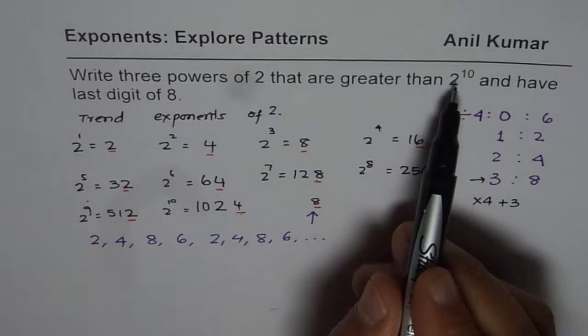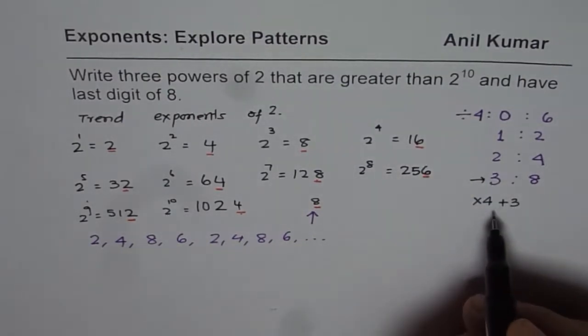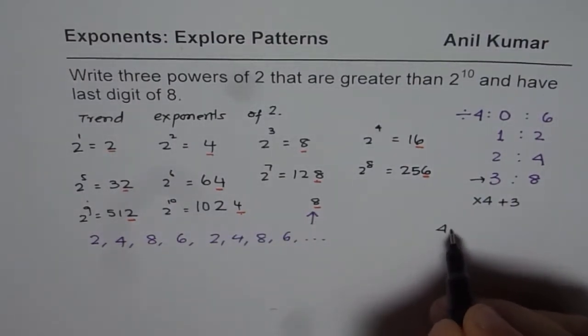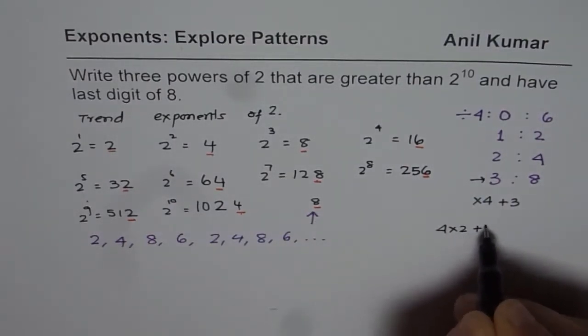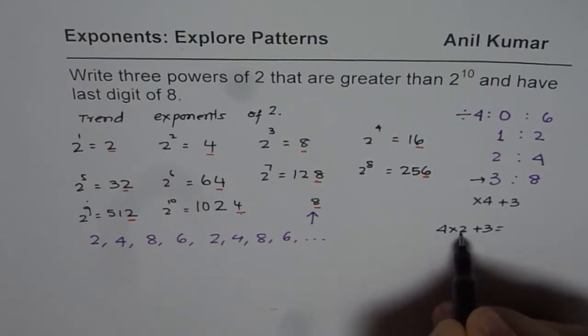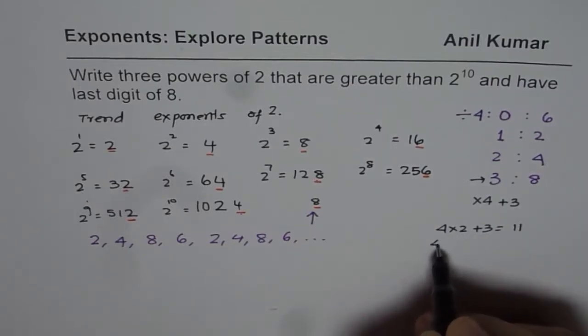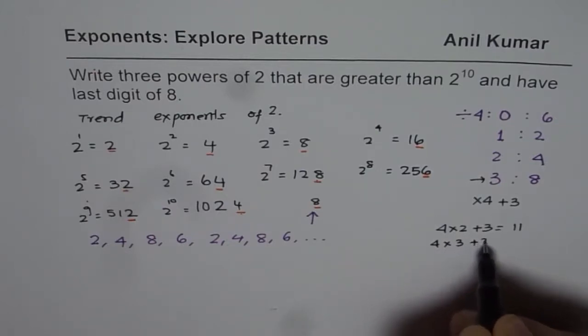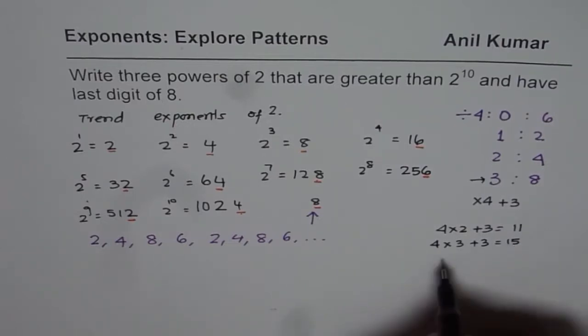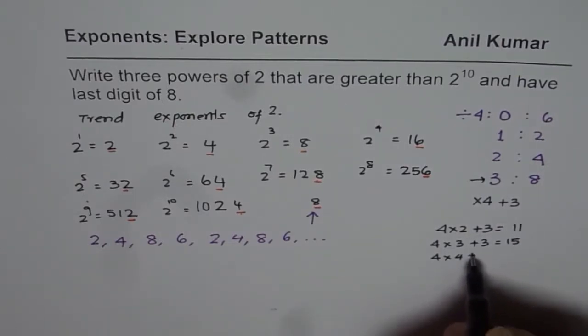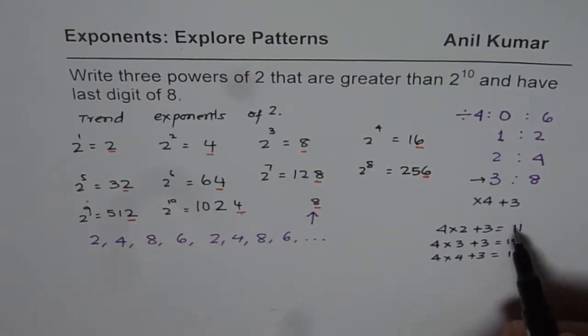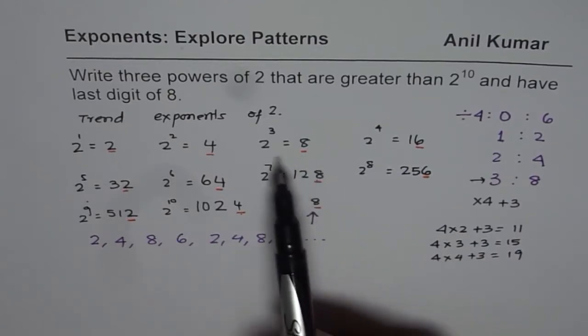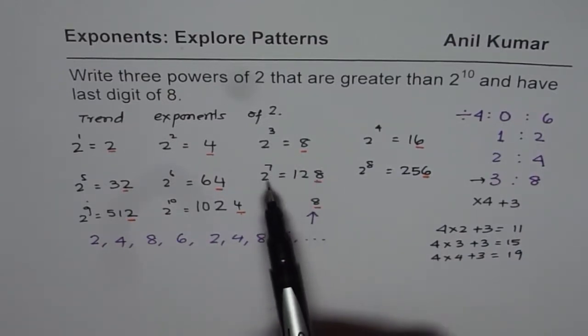Since we want numbers more than 10, the number should be 4 times 2, which is 8, right? So the numbers could be 4 times 2 plus 3, 8 plus 3 is 11. Now let's do 4 times 3 plus 3. 4 times 3 is 12, 12 plus 3 is 15. And then we can do 4 times 4 plus 3. 16 plus 3 is 19, right? So keep on adding 4 to these numbers. So it could be 3, 7, and then keep on adding 4.